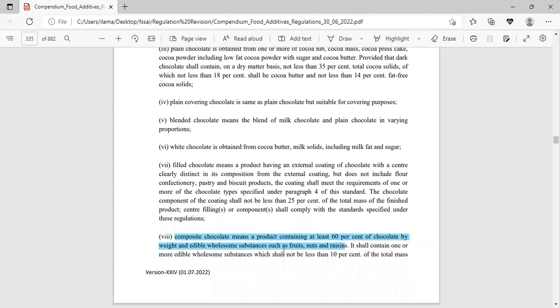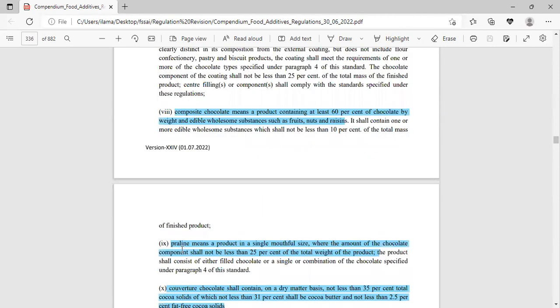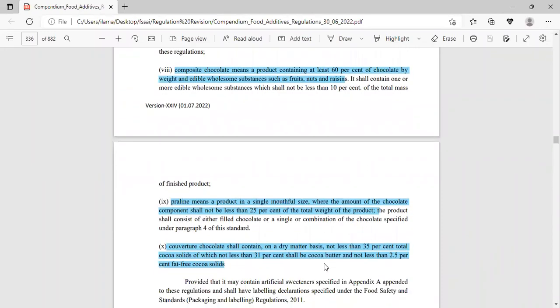Here in composite chocolate, at least 60% of chocolate by weight, and then the edible wholesome substances like fruits, nuts, and then rice. Praline is a single mouthful size of chocolate, if the chocolate component is not less than 25% of the total weight of the product. Couverture is also a chocolate product, and these are the parameters.